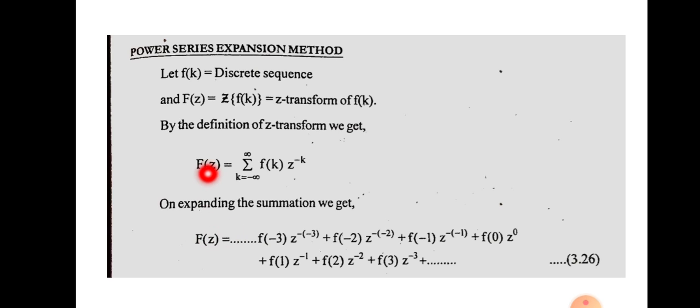So we can represent F(z) in terms of, see, when you put different values for k, you will get f(0) z raised to 0, and positive terms like f(1) z raised to minus 1, etc. Similarly, we will get negative terms like this. So from this expansion, you can easily find the inverse Z transform. Let us do some problems, then this theory will be clear.